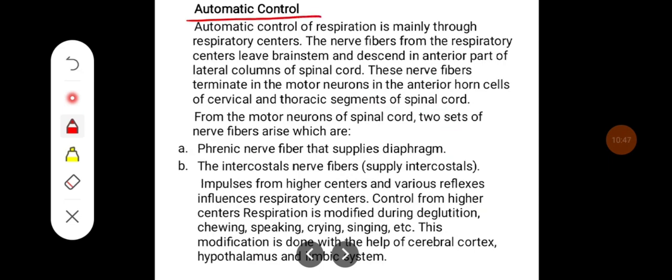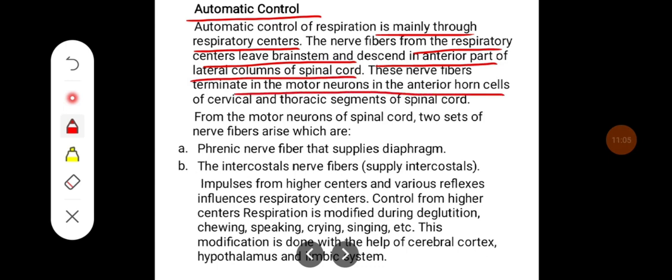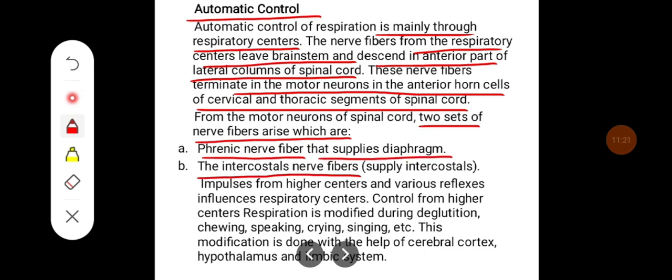Automatic control. Automatic control of respiration is mainly through respiratory centers. The nerve fibers from respiratory centers leave the brainstem and descend in the anterior part of the lateral column of the spinal cord. These nerve fibers terminate in the motor neurons in the anterior horn cells of the cervical and thoracic segments of the spinal cord. From the motor neurons of the spinal cord, two sets of nerve fibers arise, which are the phrenic nerve fibers that supply the diaphragm and the intercostal nerves which supply the intercostal muscles.